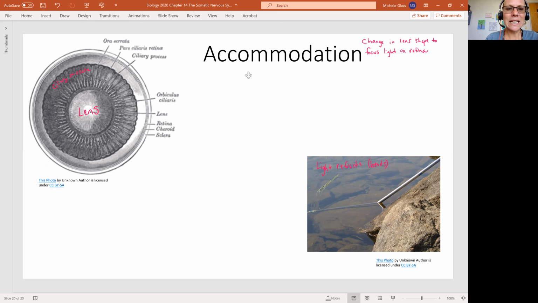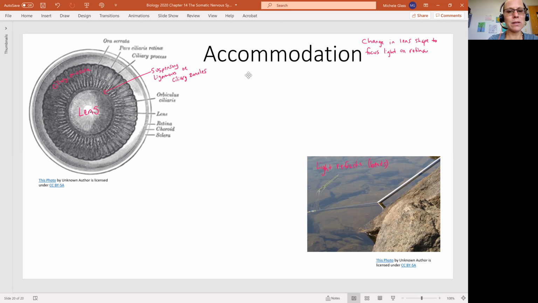So here we're seeing the lens is surrounded by the ciliary muscle, which is a circular muscle. And then we see attaching the muscle to the lens, we have what are called suspensory ligaments or ciliary zonules. And so these are the connective tissues attaching the muscle to the lens.